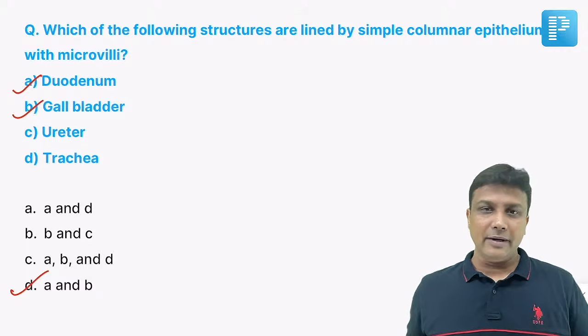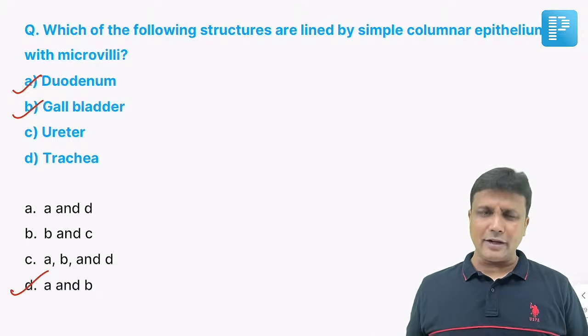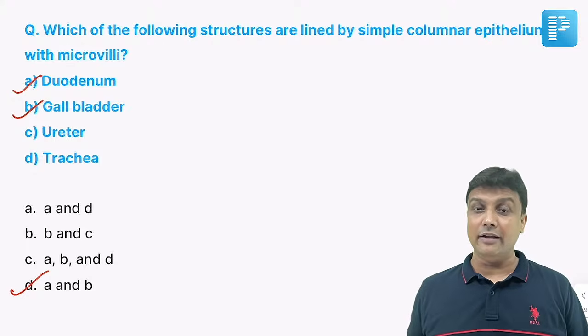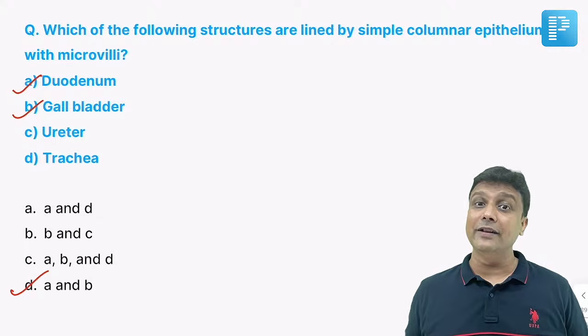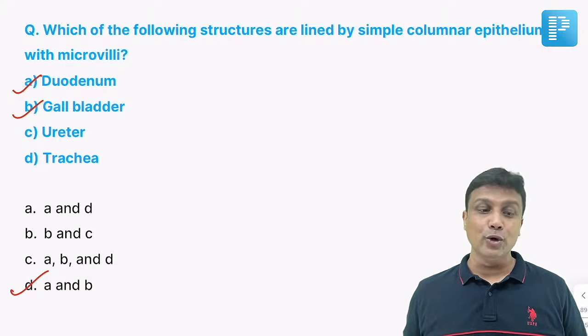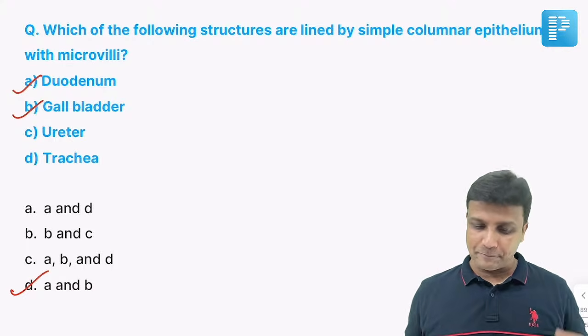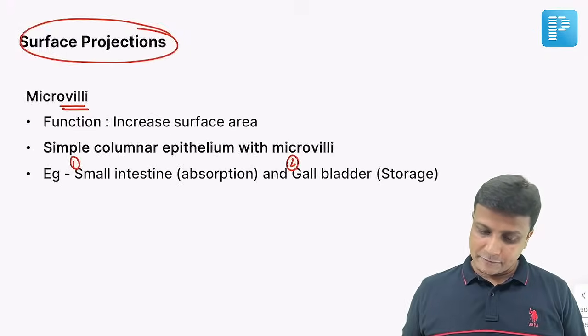Ureter, trachea, there it is not present. In the trachea, you'll have that characteristic respiratory system epithelium. Pseudostratified columnar epithelium with the cilia there, right? Ciliated pseudostratified is there, it is not simple columnar, right? Let us move ahead, sir.